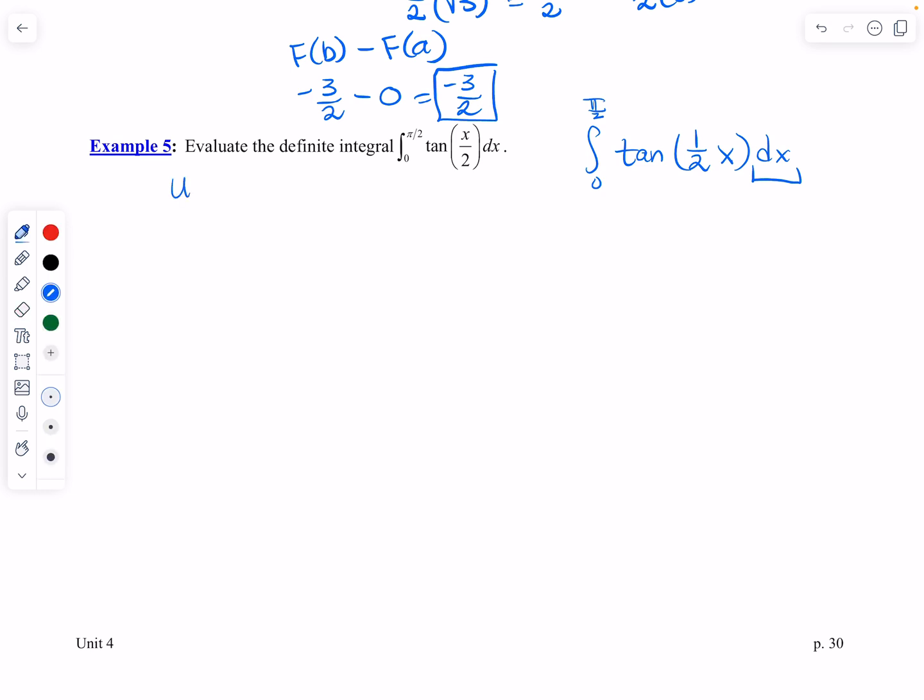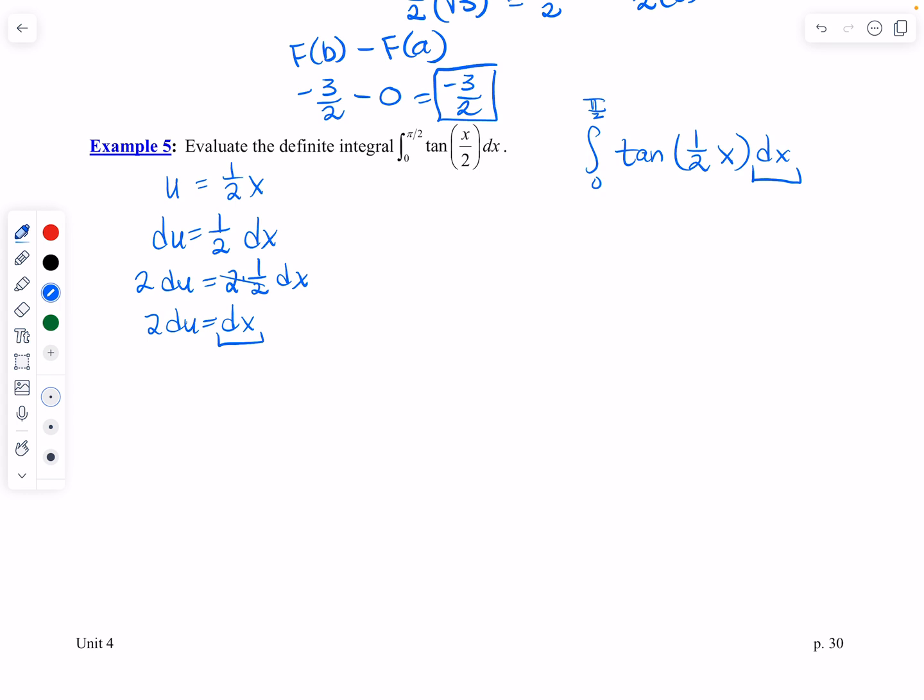I'm going to let u equal 1/2 x. So that's my first step. Take the derivative of that. And that equals 1/2 dx. Again, that does not look like my leftover because my leftover is 1 dx. So I'm going to multiply both sides by 2 to get that done. And now I have 2 du equals dx. Okay, I'm good to go. So the u formula is taken care of. The derivative's taken care of.